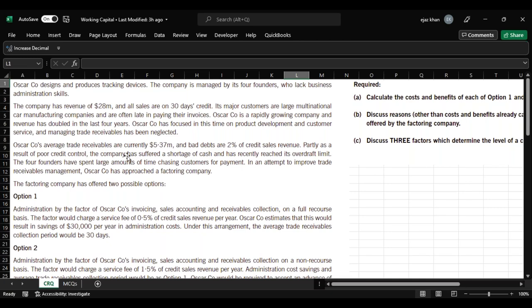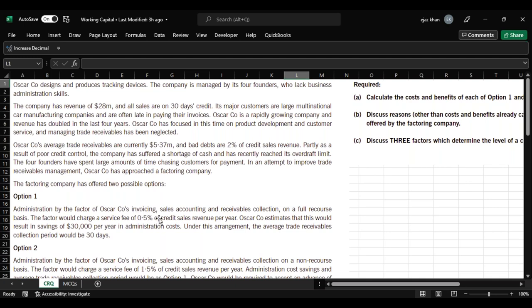Oscar company's average trade receivable are currently at 5.37 million and bad debts are 2% of credit sales revenue, partly as a result of poor credit control. The company has suffered a shortage of cash and it has recently reached its overdraft limit. The four founders have spent large amounts of time chasing customers for payments. In an attempt to improve trade receivable management, Oscar has approached a factoring company. The factoring company has offered two possible options.